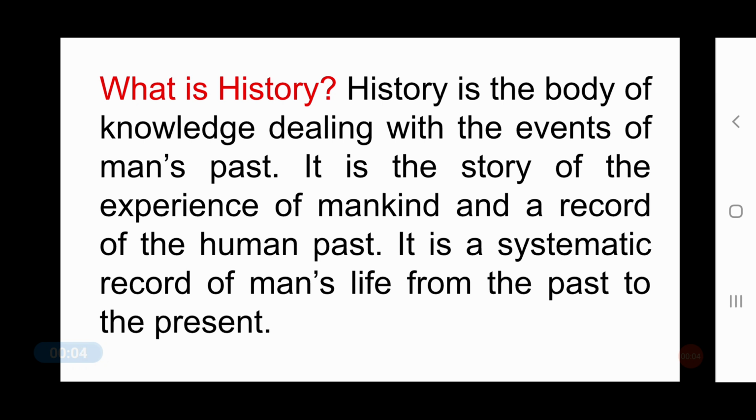So, history is basically a discipline which deals with the past events, and it is a record of the events that have occurred in the past. Also, history is a systematic record of man's life from the past to the present. So, it is basically a record of the events of mankind sequentially in time. The records are not stored up in a jumbled up fashion, but rather they are arranged sequentially as they have occurred in the timeline.